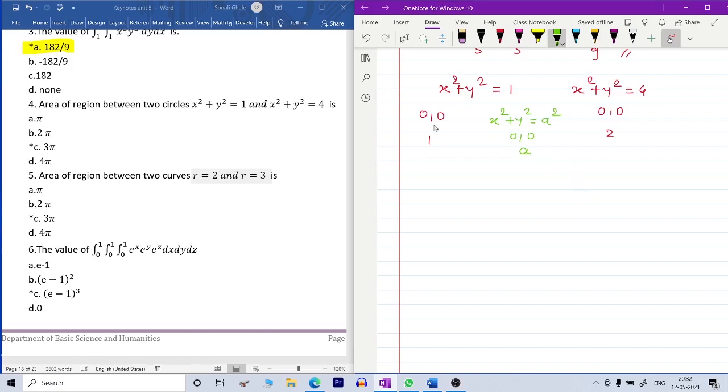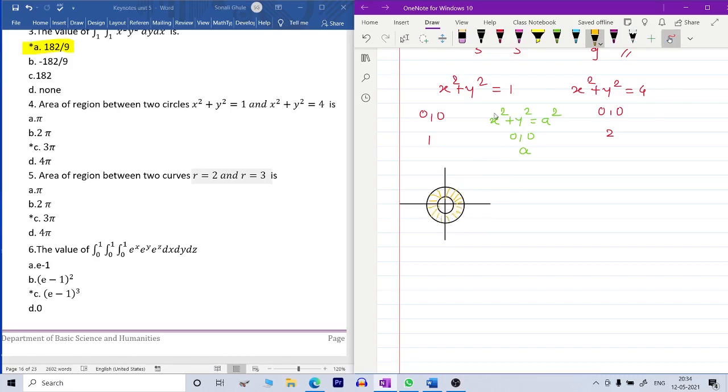Okay, so let's draw these two circles first. Let's say this is our circle with radius 1. Let's draw here another circle with radius 2. And let's say this is our circle with radius 2. So as you can see, the region bounded by these two curves, which is made up of the boundaries of the two curves, I can show you here, is this. Right, and I have to find this region.